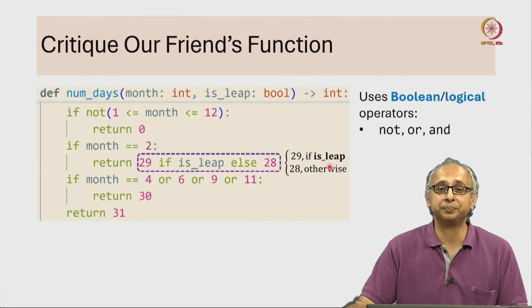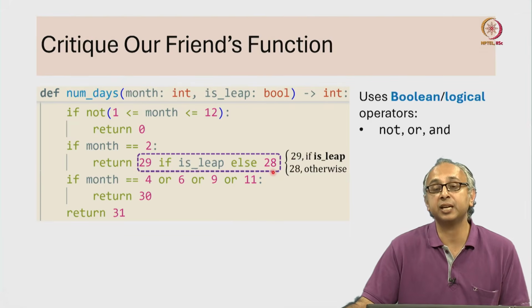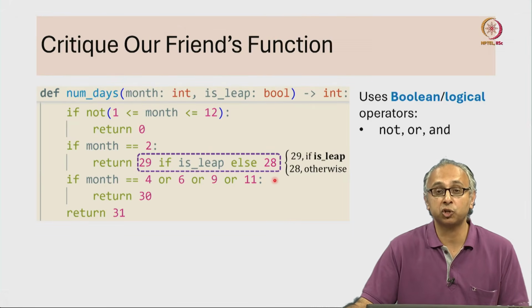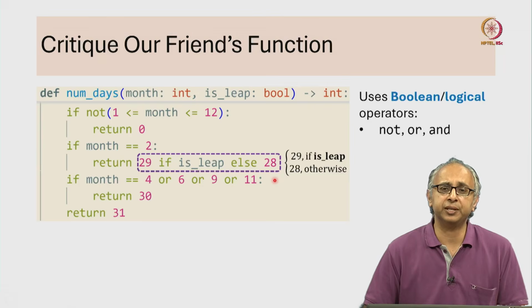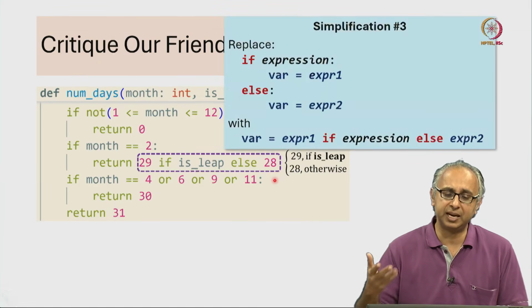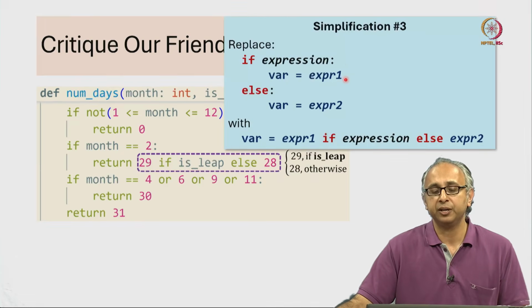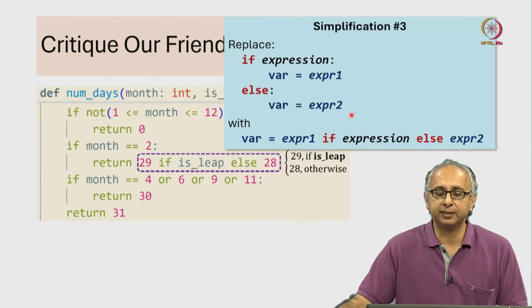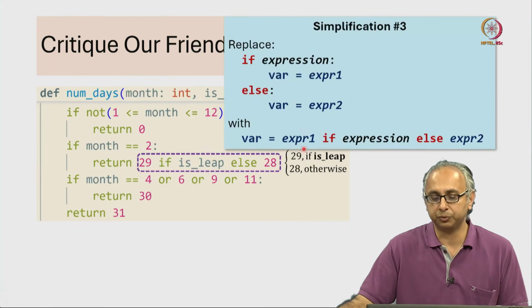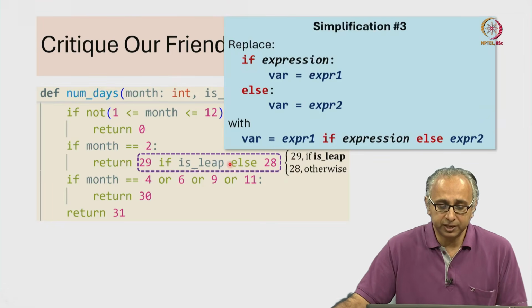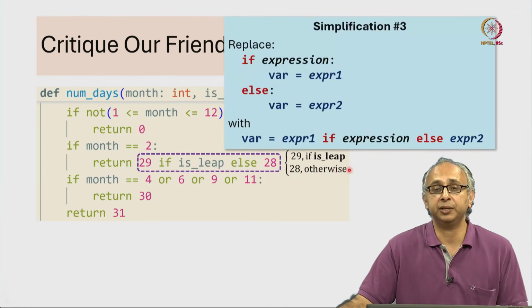That's what it means. Now here I have written a return statement using this if-else construct. You can also see this construct when you're doing assignment statements. So for example, you will often write code like this: if some expression, a variable is set to some first value, otherwise it's set to some second value. And you can simplify that by just saying variable is equal to either expression 1 or expression 2, depending on what this expression evaluates to. So it's very similar to what we have seen over here.